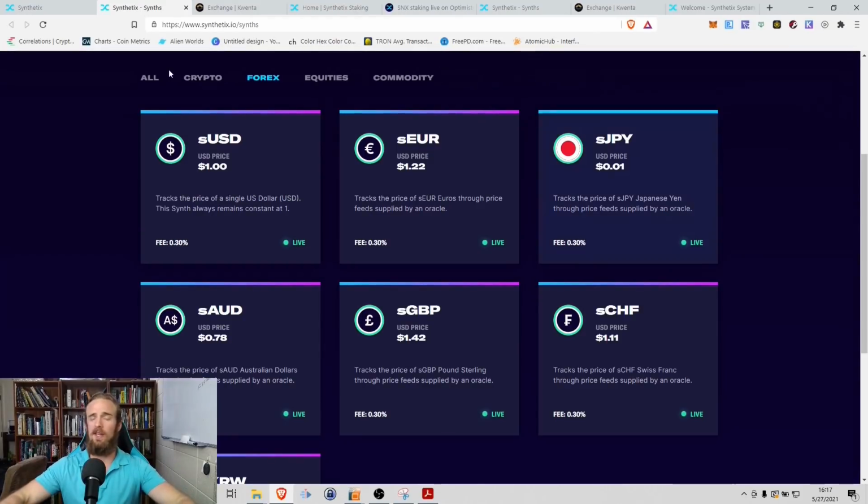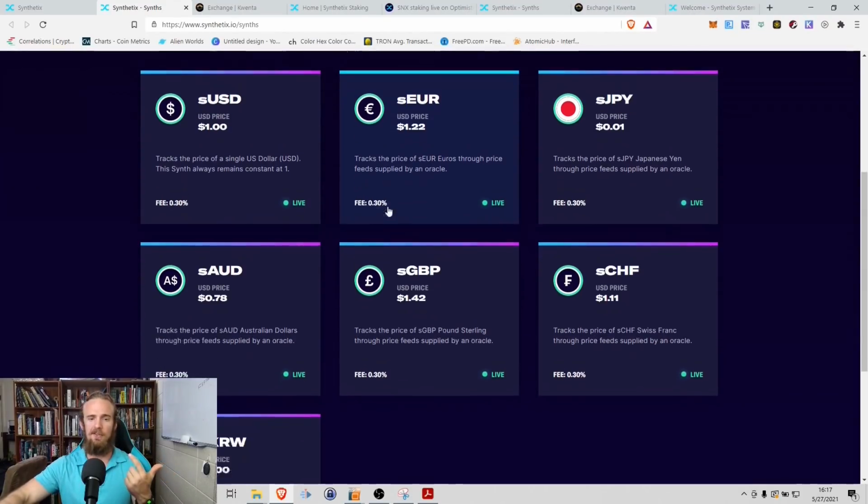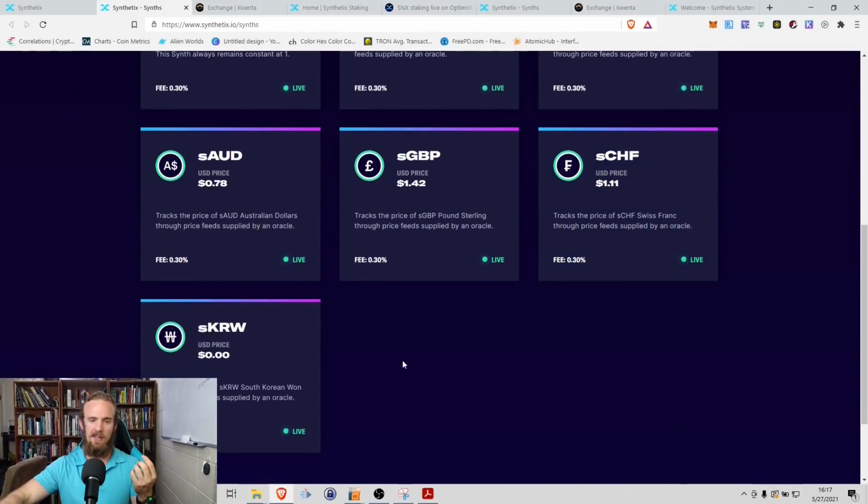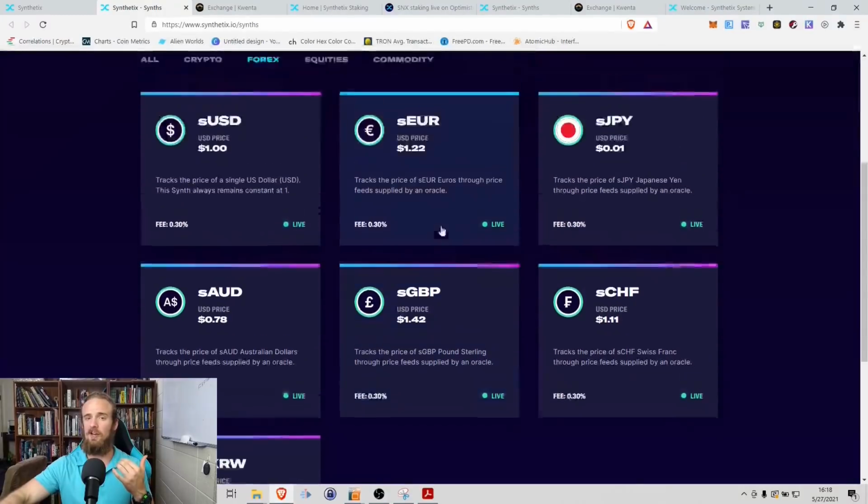So not only can I gain access to a variety of different cryptocurrencies, I can gain access to a variety of different foreign exchange assets. So you can see here we've got euros, Japanese yen, Australian dollars, British pounds, Swiss francs, and then South Korean won. So a variety there.